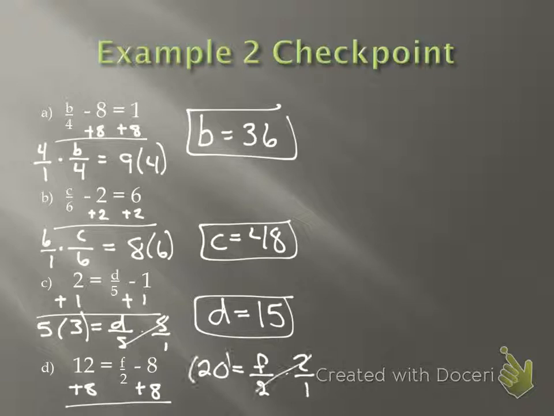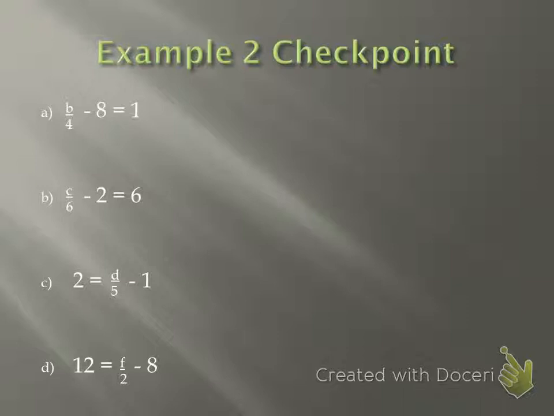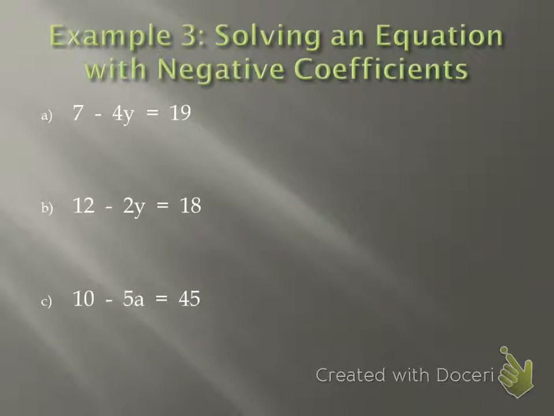Any questions on example 2? Any questions at all? Now in example 3, we're dealing with, what's that word? Negatives, negative coefficient. So we have to make sure we take our sign with us. We still have to eliminate whatever is not connected to our variable. So how do I get rid of a 7? How do I get it to cancel out to the other side? I need to subtract it. If it's positive, I subtract it from both sides.